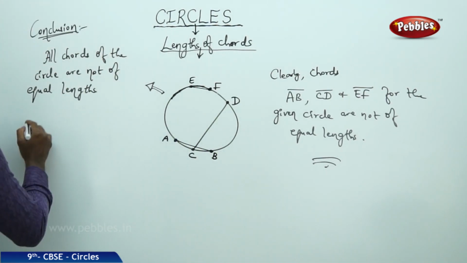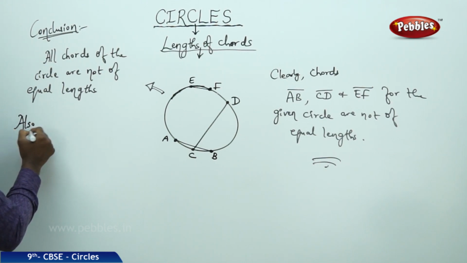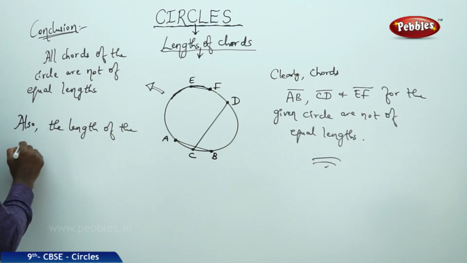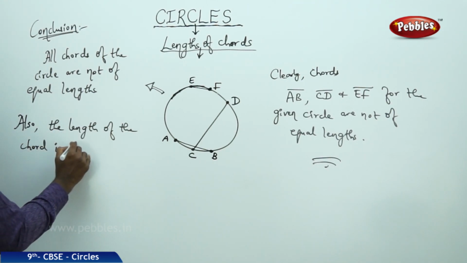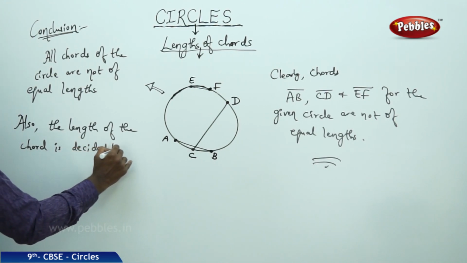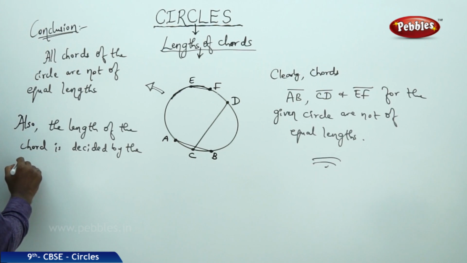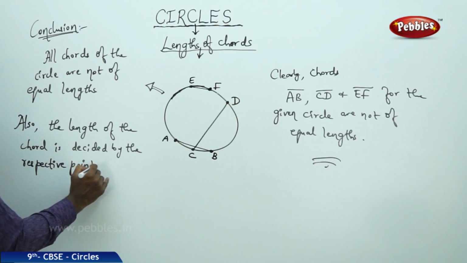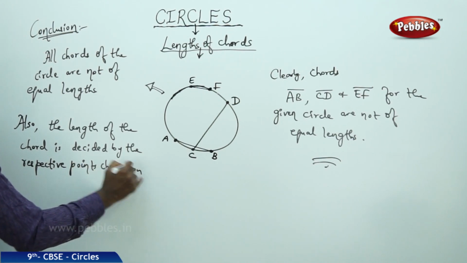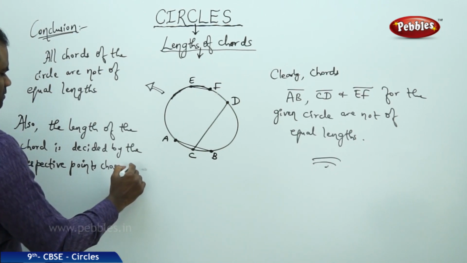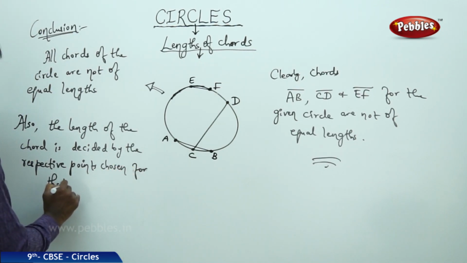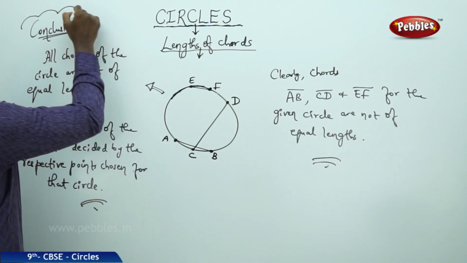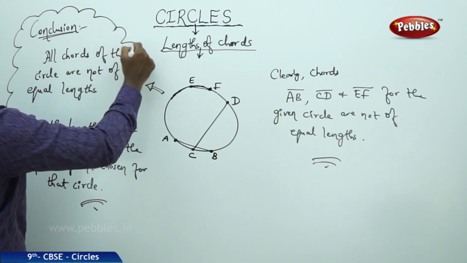So my learning outcome also is that the length of the chord is decided by the respective points chosen for that circle. So here I have a learning outcome which is very important.